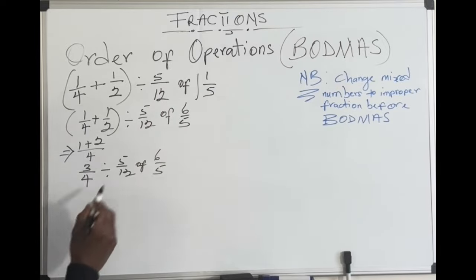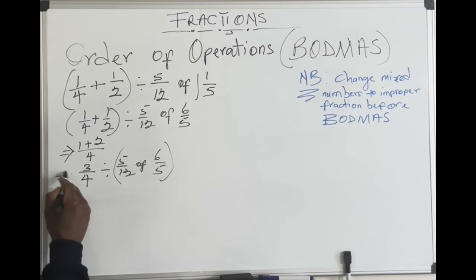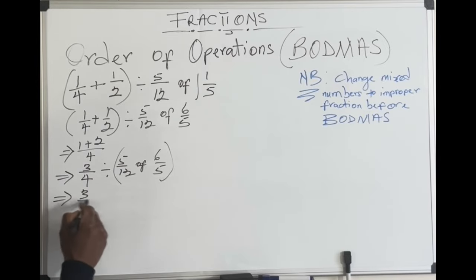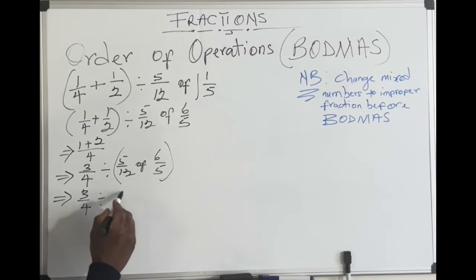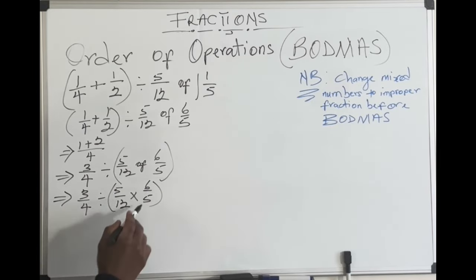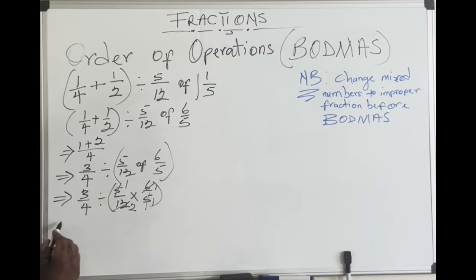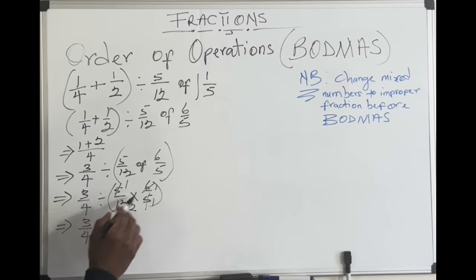Okay, so of, we are dealing with this. That will be the next one to deal with. So 3 over 4 divided by 5 over 12 times 6 over 5. Of means multiplication, so let's do cancellation. 5 goes here, 1 goes here, 1. 6 goes here, 1 goes here, 2. So right now we have 3 over 4 divided by 1 times 1, 1, 2 times 1, 2.